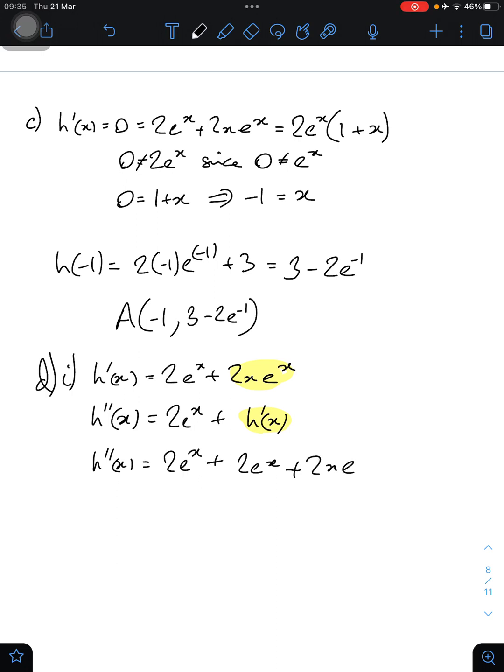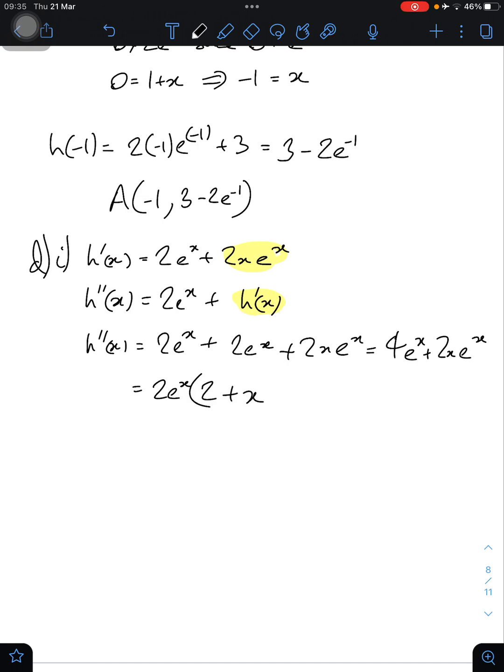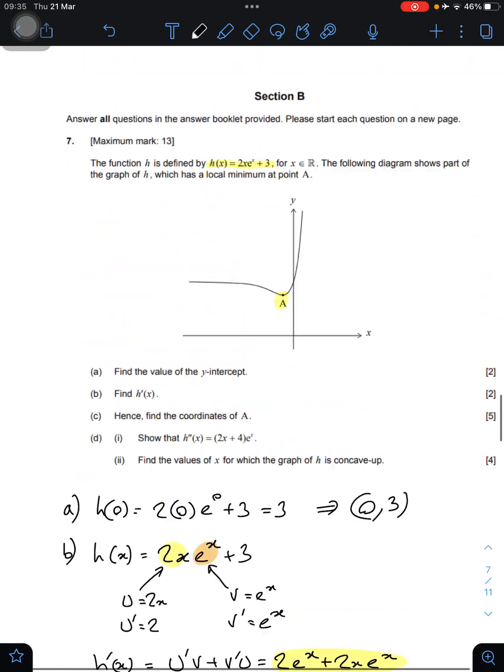plus 2x e to the x, and so therefore we get 4 e to the x plus 2x e to the x. Finally, factorising the 2 out and the e to the x out, we get 2e to the x on the outside of 2 plus x, like they've got in the question.